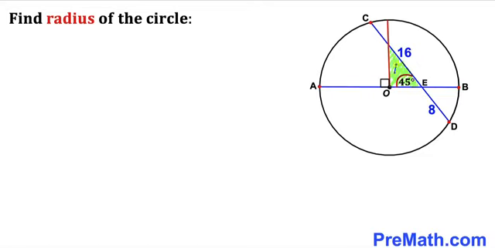And here's our next step. Let's focus on this green shaded triangle. We know that this angle is 45 degrees, this angle is 90 degrees, so this angle has got to be 45 degrees, since the sum of angles in a triangle must be equal to 180 degrees. Let me call this side length OE as x units.